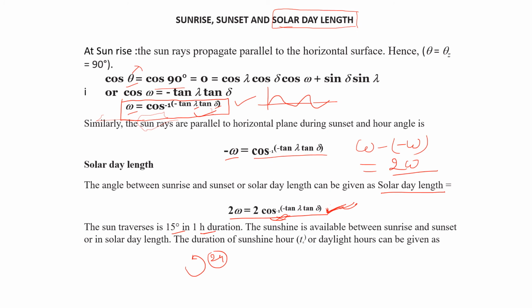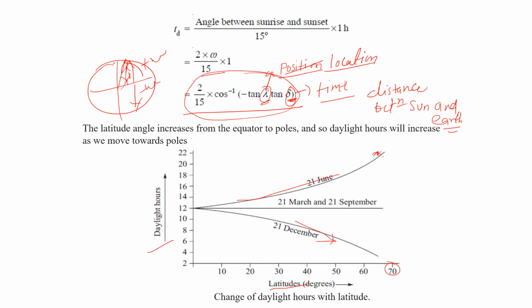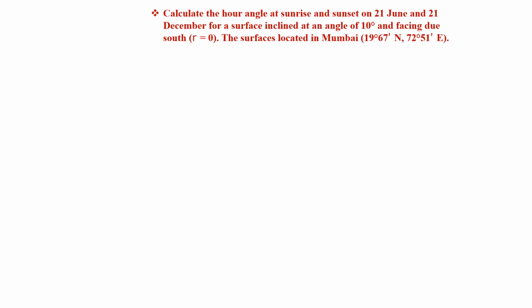Now in lecture 7 we discussed the sunrise, sunset, solar day and solar day length, right? We had discussed it thoroughly, and we had also solved some numerical problems on it, right?